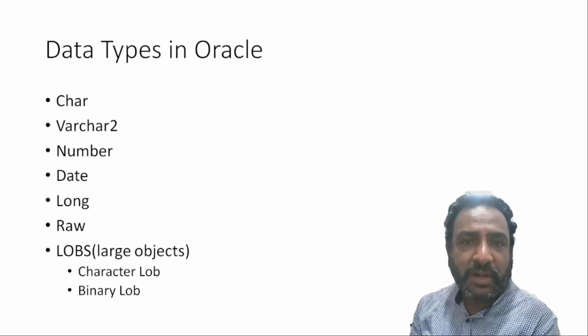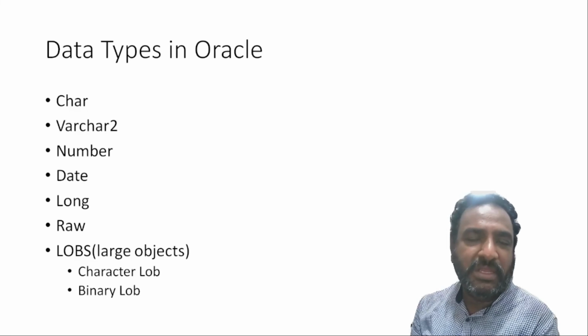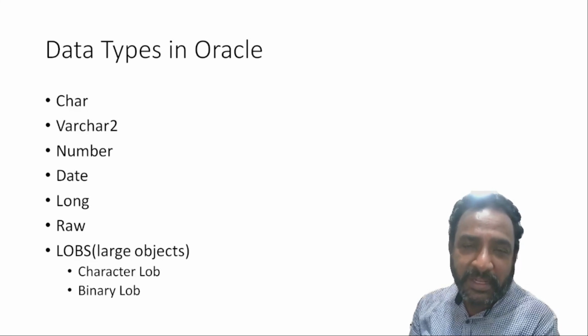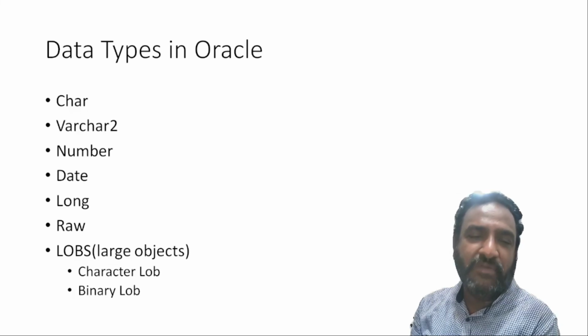And the next one is the raw data type. The capacity is 2 GB, and you can insert binary information like images, audio files, and video files. And the next data types come into the picture: LOBs, introduced in Oracle 8. That is large objects. There are 2 types of LOBs, character LOB as well as binary LOB. Character LOB is the same as long, and binary LOB is the same as raw. That means by using character LOB, we can maintain character-based information, and by using binary LOB, we can maintain binary information like audio files, video files, and images.